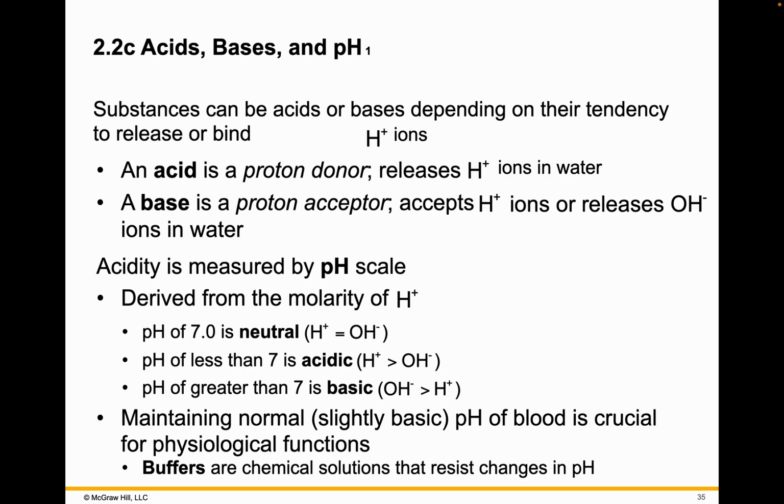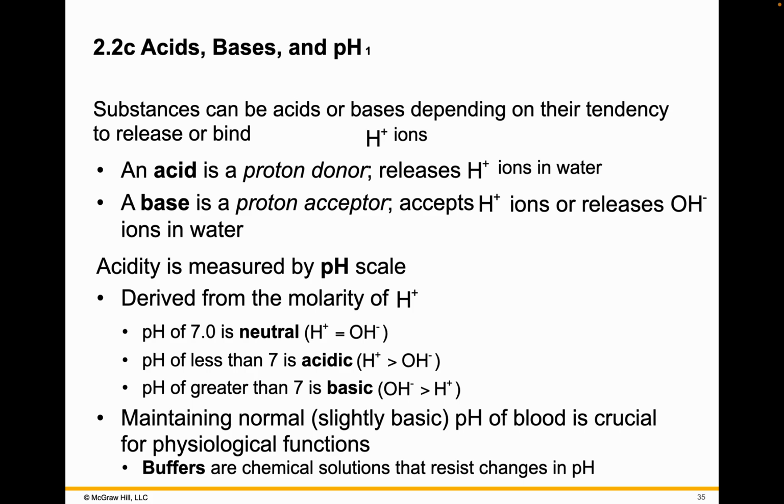One of the issues with water, because it will separate into OH and hydrogen ions, is that of acids and bases. And acids and bases can be measured using a scale called pH. So a substance can be an acid or base depending on whether it releases or binds hydrogen ions.